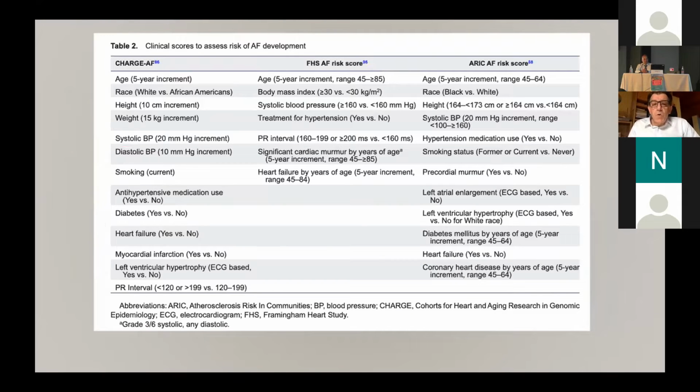There are a lot of scores that we try to use to assess the risk of having atrial fibrillation. This is very important when we have these patients with chronic kidney disease, and it is something we should do at the beginning of the first consultation, in order to find out if they have the probability of having atrial fibrillation, or if they indeed have it.